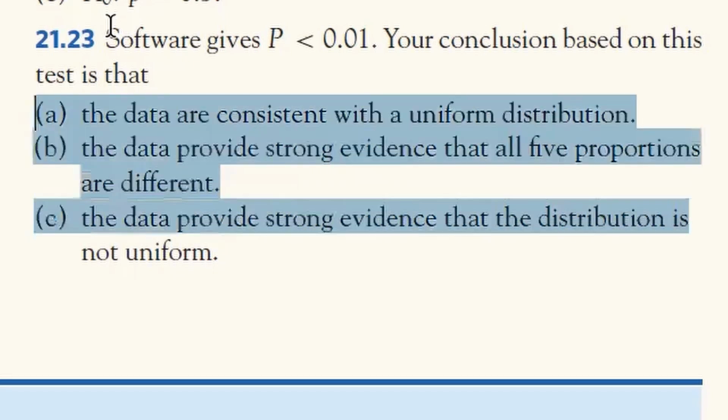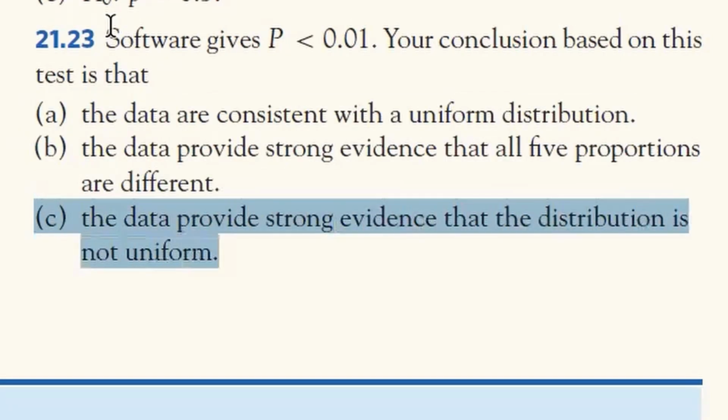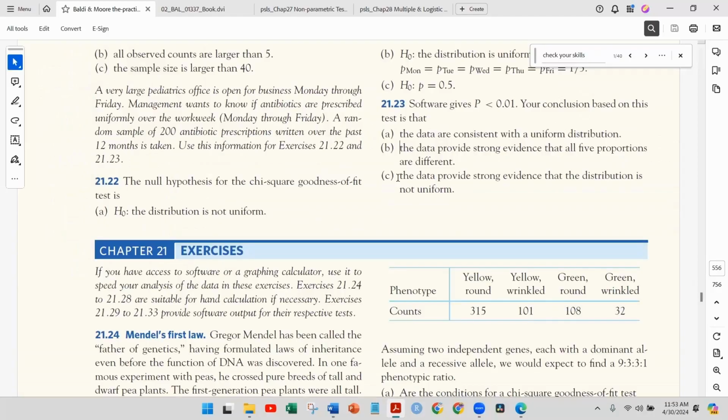Would it be A, B, or C? We know it's not uniform, but we don't know that they're all different. We just know they're different. Was it C? It is C. Yeah. Okay, it doesn't say that all 5 proportions are different. All we know is that one of those proportions is different. We can't tell from the p-value which one is different. We can just say that something is not equal.